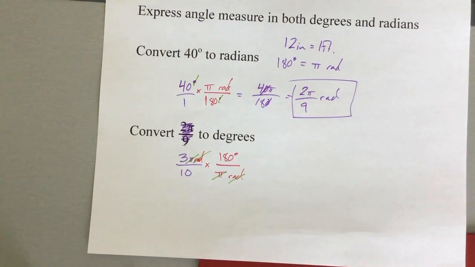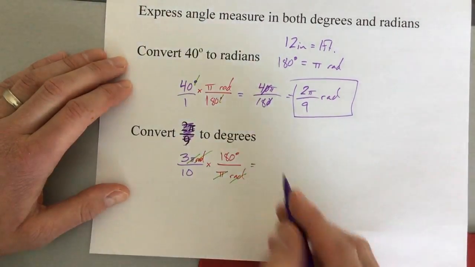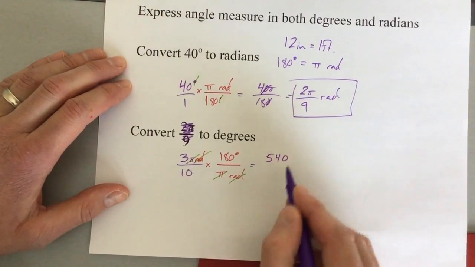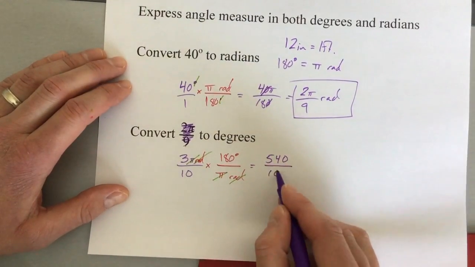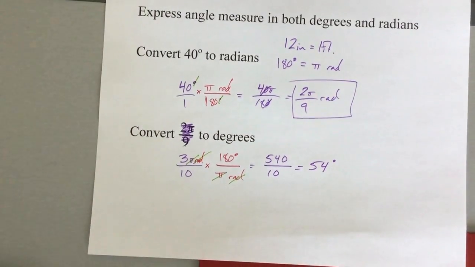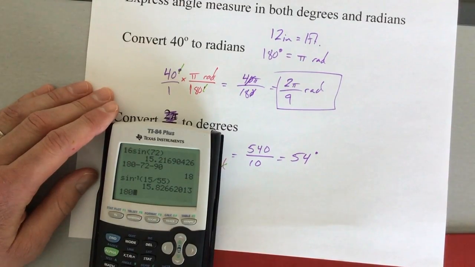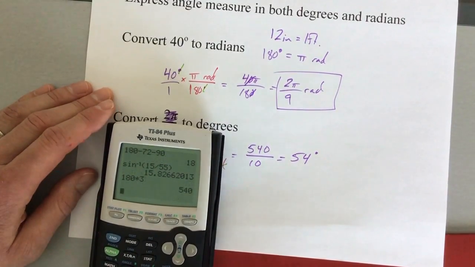Then we can multiply and simplify. Need to use your calculator to do this, go right ahead. 3 times 180 would be 540 divided by 10, and that's a 54-degree angle. Just for the sake of safety, since I already made one error recreating the same number twice, there we go.